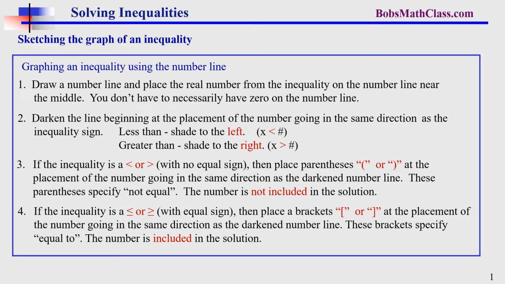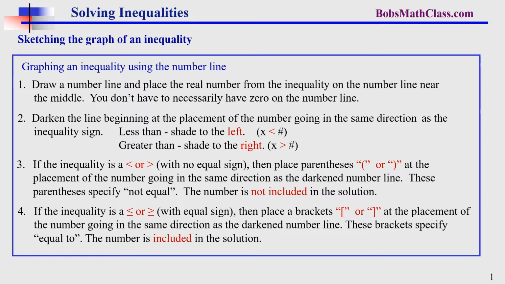If the inequality is a less than or greater than, there's no equal sign, then you're going to place parentheses at the placement of the number going in the same direction as the darkened number line. The parentheses specify not equal, which means the number is not included in the solution. So if there's no equals, you use parentheses. That means that the number is not included.